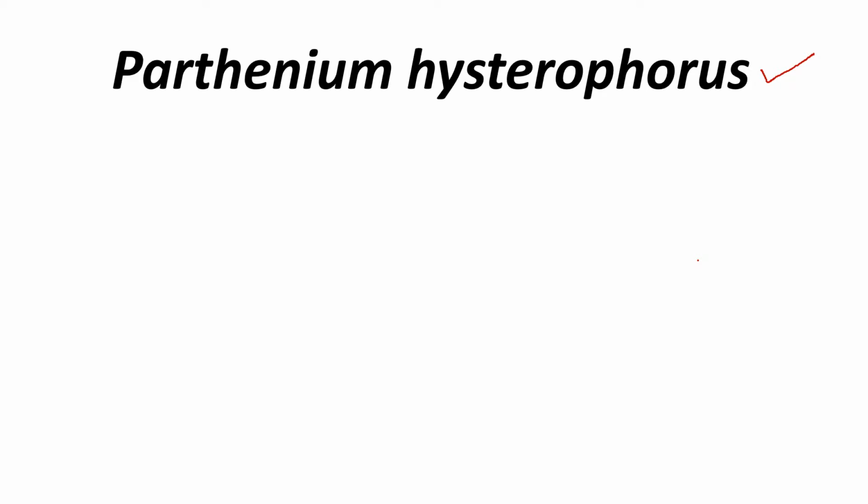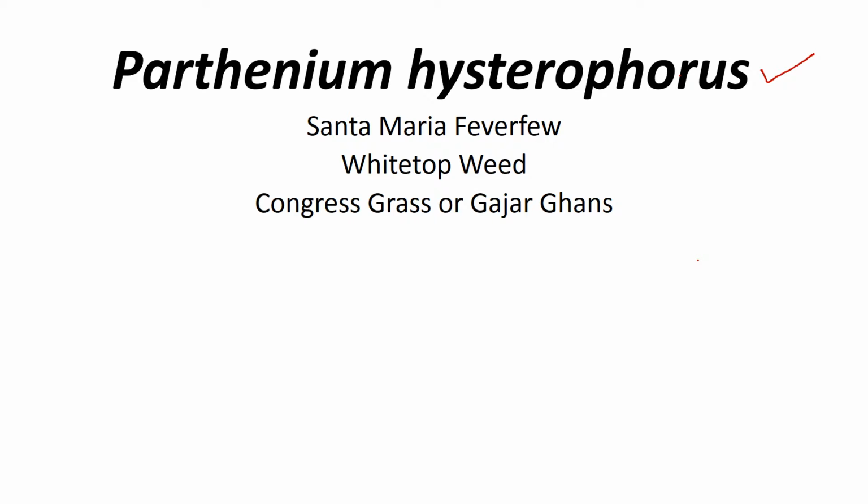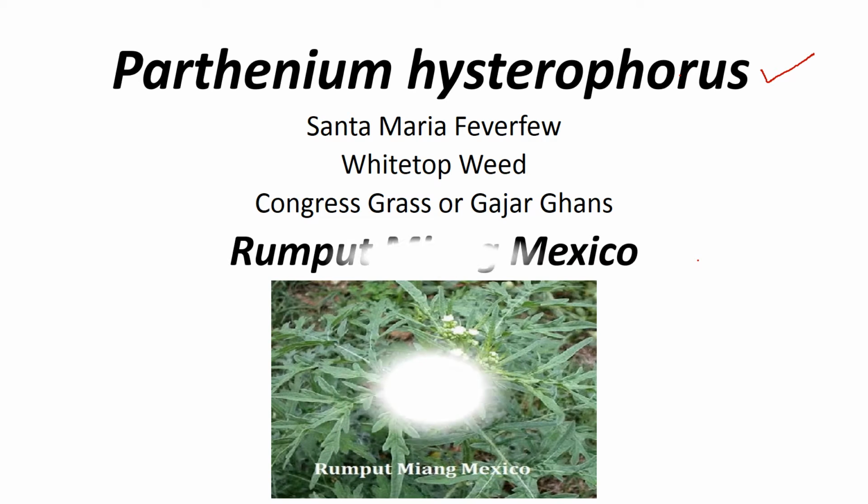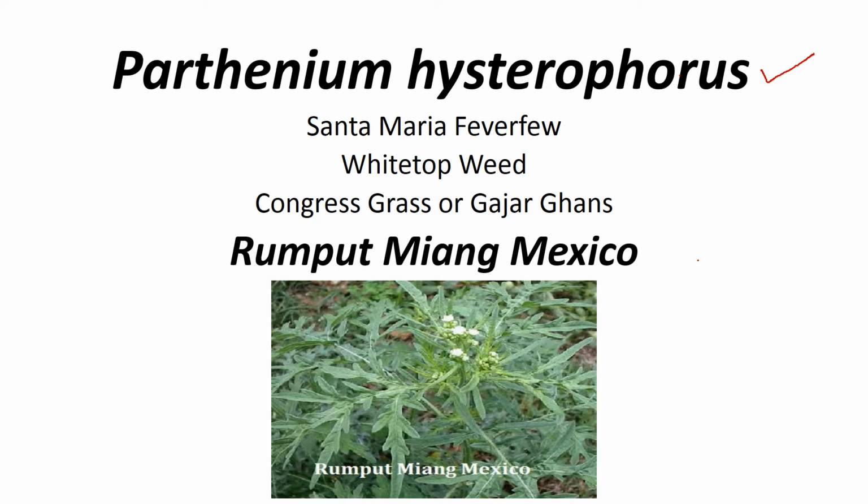This Parthenium hysterophorus occurs in many areas across Peninsular Malaysia. In other places, it is called Santa Maria feverfew, white top weed, congress grass, or gajah. Okay, in Malaysia, this weed is called rumput miang Mexico. There was no record of this notorious weed in Malaysia until late 2013, when it was found in Batang Kali, Selangor by a research team of Universiti Malaysia Kelantan.